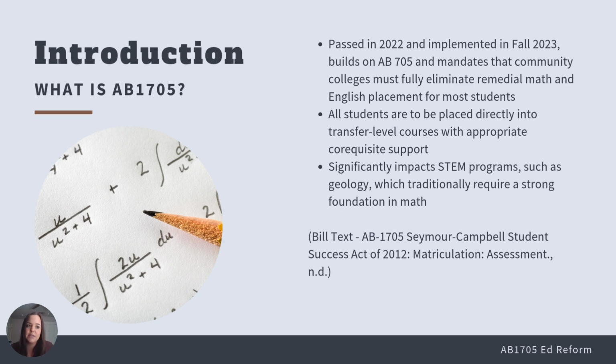So what is AB 1705? This is a Senate bill that was passed in 2022. It was implemented in fall 2023 with a lot of lead-ins, a lot of steps to take into consideration as you implemented this into your college, and full implementation had to be July of this year, 2025. And it builds on AB 705, which went into effect a few years ago.